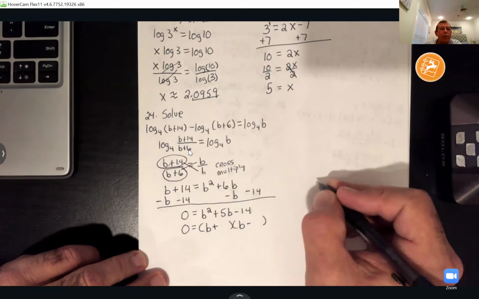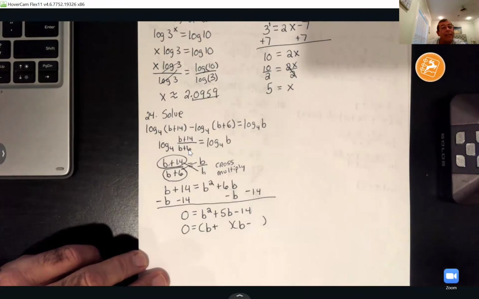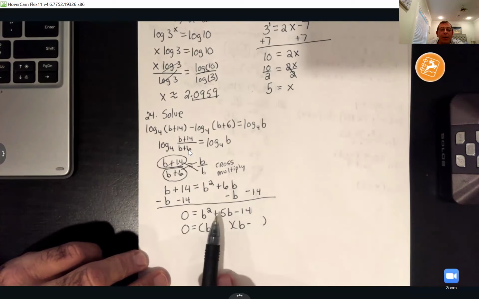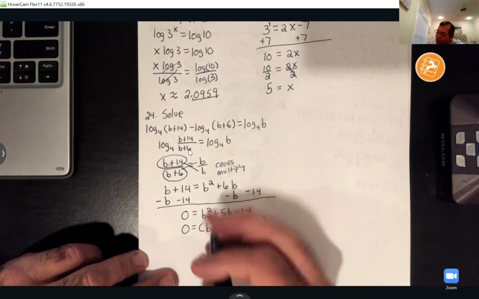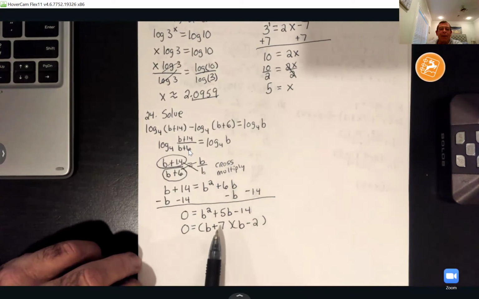So you break out your 14, you got what? 1 and 14, that's not working. Oh, 2 and 7, right? 2 and 7. The bigger number is positive like the middle, so the 7 and the 2 is negative. All right, 7 minus 2 equals 5. We're good to go.